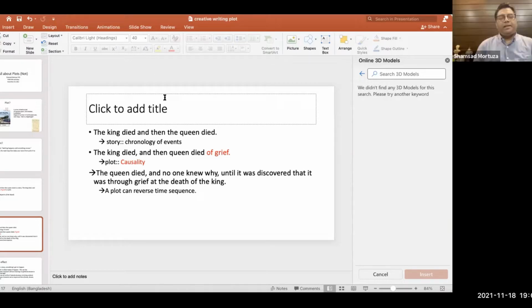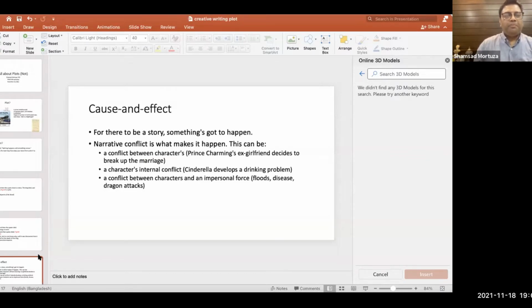Anyway, this idea is that it's about cause and effect. So I think that particular idea is clear. You cannot have a story if there's nothing to happen, right? For there to be a story, something's got to happen, right? So why do we need this plot? Why do you need this cause and effect?